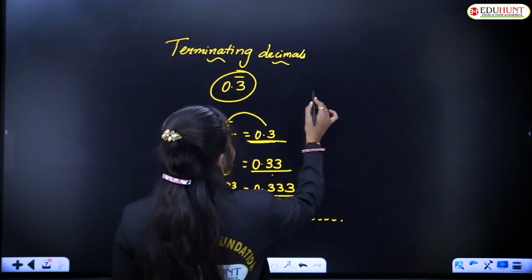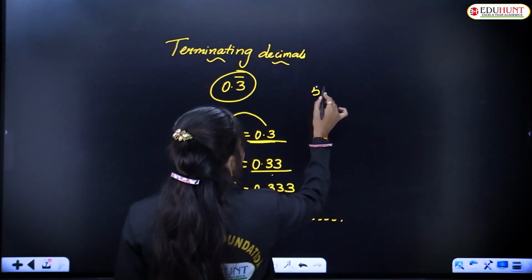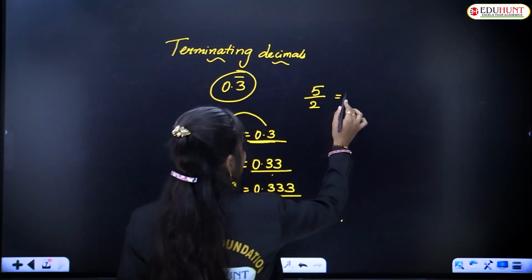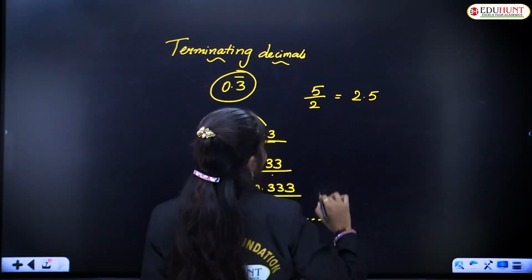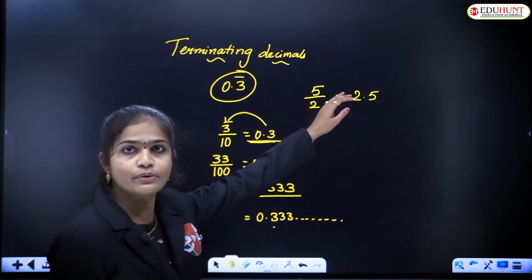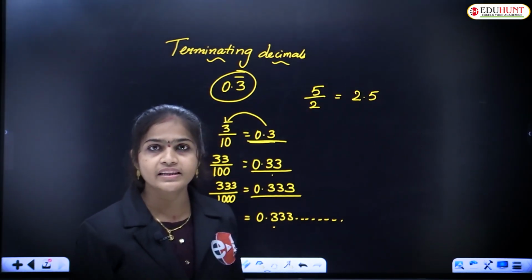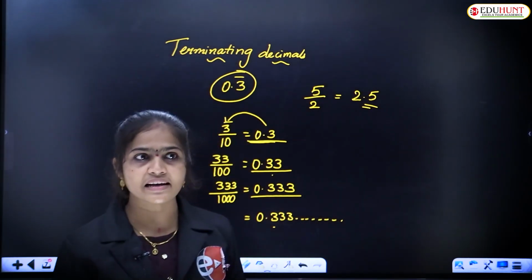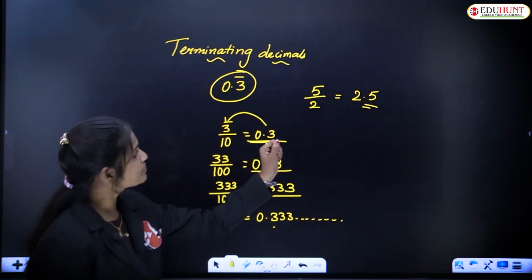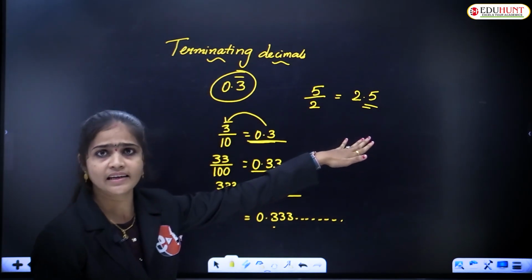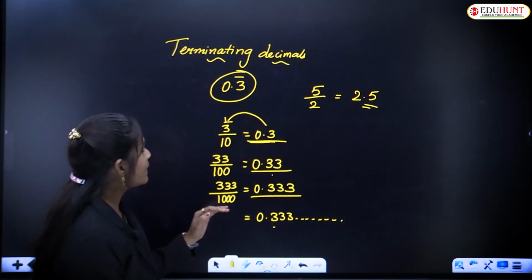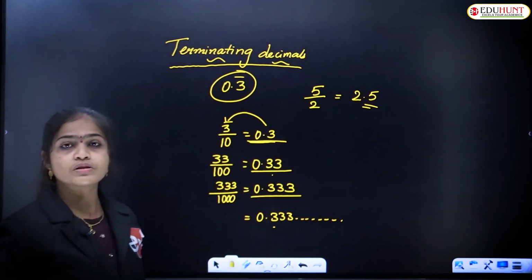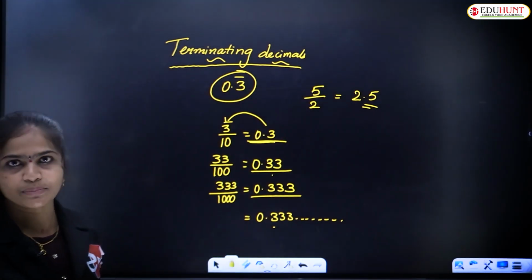Just like that, for example, take 5 by 2. How can we write that? 2 2's are 4 and 2 5's are 10. So 2 into 2.5 is equal to 5. Do you agree with that? Here how many decimal places are there? 1 decimal place is there, right? So that's why this type of decimals are known as terminating decimals.